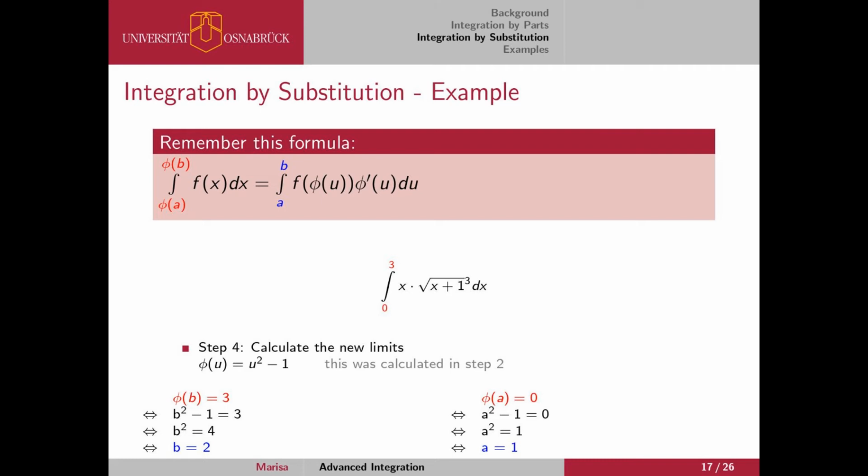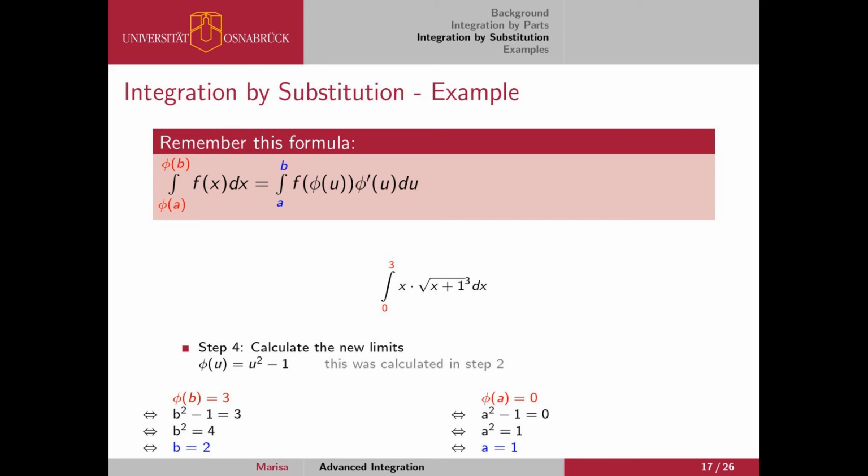Now we know from the formula that phi of b is the upper limit in the initial integral. In the case of our example exercise, there's a 3 as the upper limit. This means that phi of b equals 3. And for a, we know that phi of a equals 0, because it is the lower limit in the given integral. We can now solve these equations. As we know that phi of u equals u squared minus 1, this means that phi of b equals b squared minus 1, and for a it means that phi of a equals a squared minus 1.